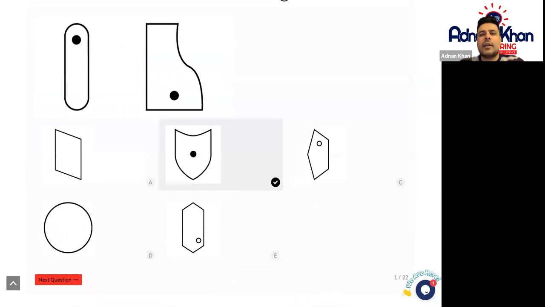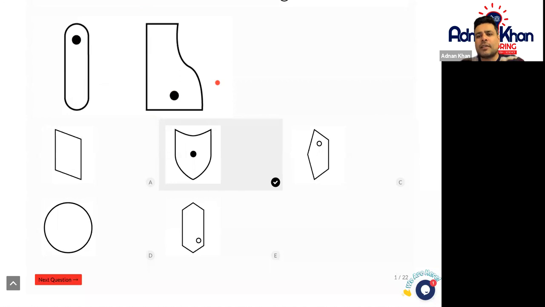As we can see here, the first figure is a round, circular type of long shape with a black dot on one side of the shape. The second figure we can see is also a circular type of shape with two straight sides, and it has a black dot on the end of the particular shape as well.